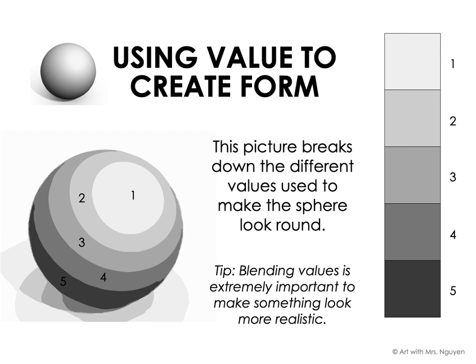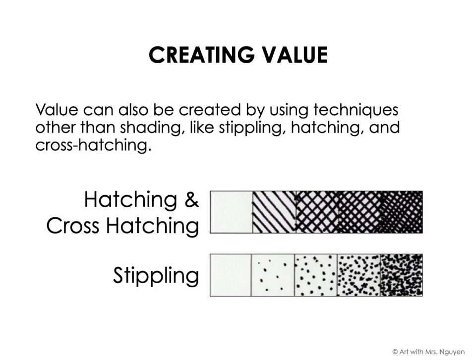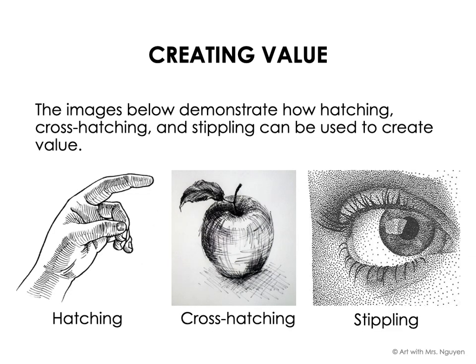So blending values. Value can also be created by using techniques other than shading, like stippling, hatching, and cross-hatching. And you learned all those terms when we talked about the element of line. And so now you can see in that first square, hatching and cross-hatching, so how just adding simple lines has created value. And same thing with the stippling. The further out they are, the less value. But then in that last square, you can see how close they are together. This created more value.